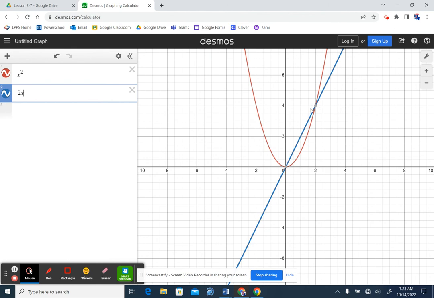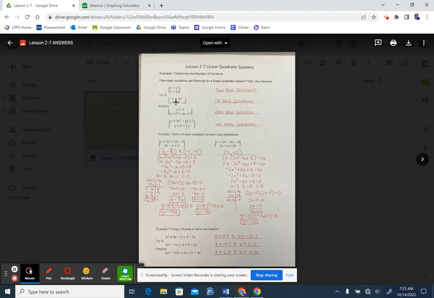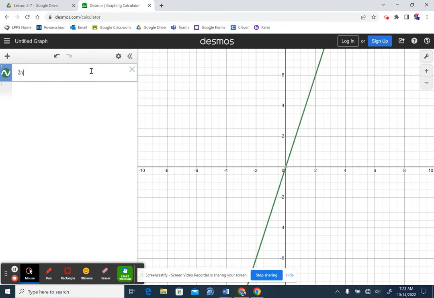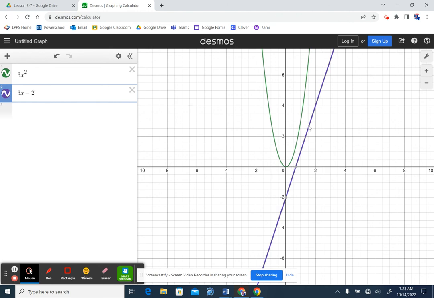And then for the second problem that you see there, 3x squared and 3x minus 2, as you can see, they don't intersect at all. The quadratic, this parabola, does not intersect at all with my linear line. So that is no real solutions.